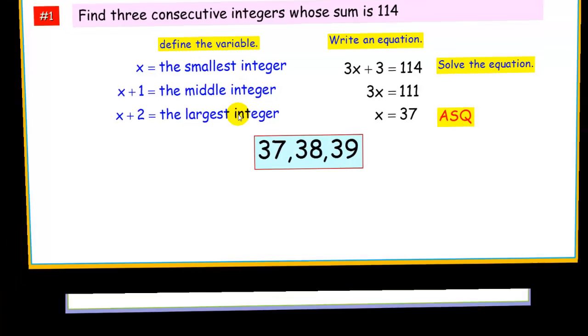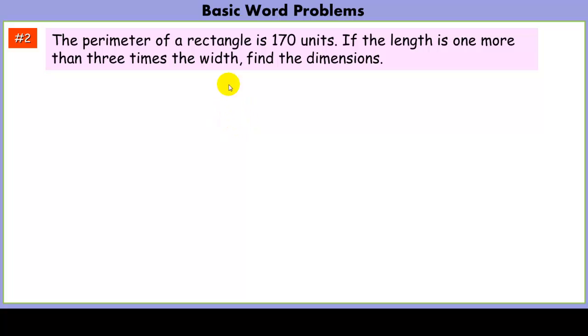Okay. That was weird. Okay. All right, number 2, the perimeter of a rectangle is 170 units if the length is 1 more than 3 times the width. Find the dimensions. Now, guys, when I read that, it sounds really fast, and that'll be confusing if you read it that fast. Like I said before, take your time, read it, and draw a diagram.